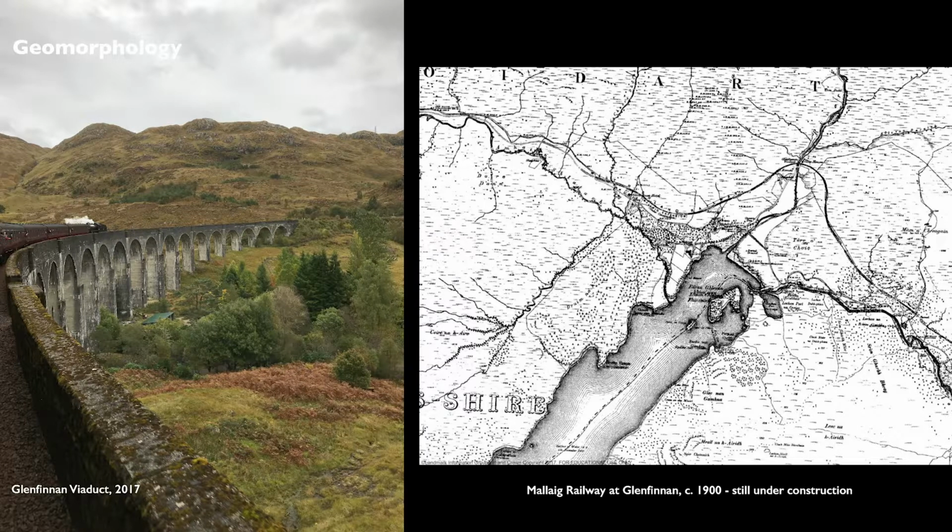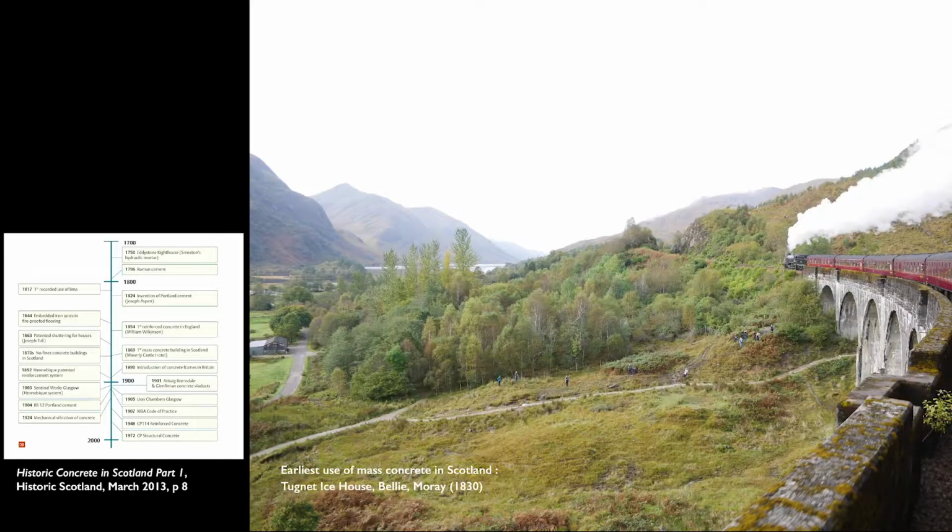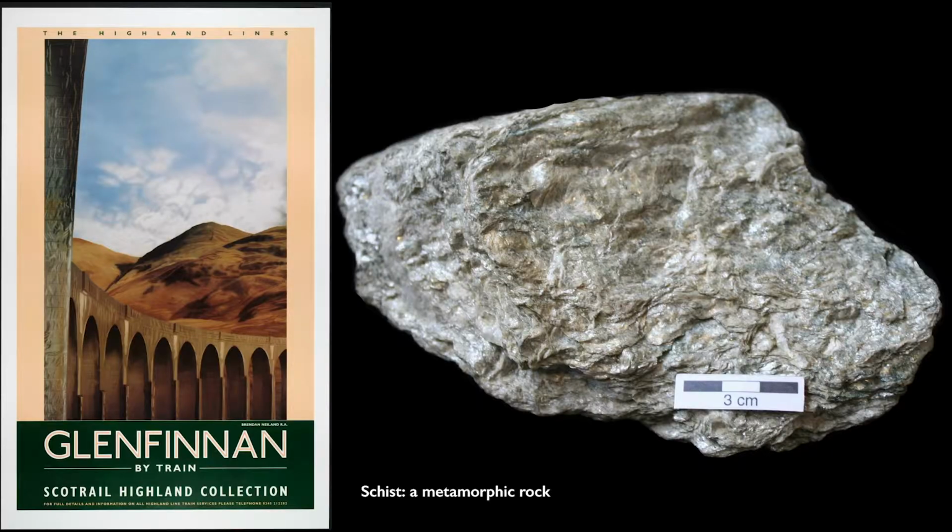And it's an example of geomorphology. It's built of mass concrete. It is of the landscape and from the landscape and belongs to the landscape. It's not the earliest example of mass concrete in Scotland. That is an ice house in 1830. And as you probably know, Portland cement was invented in the previous century. Glenfinnan Viaduct is built of mass concrete because the local stone is schist. It's a metamorphic, friable rock, so not a good building material.